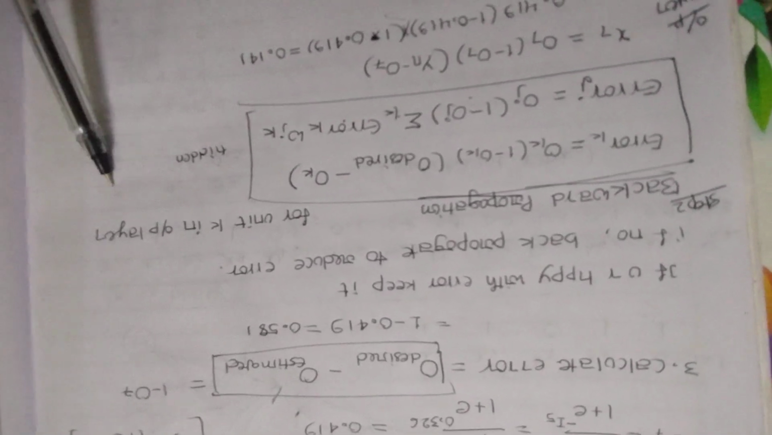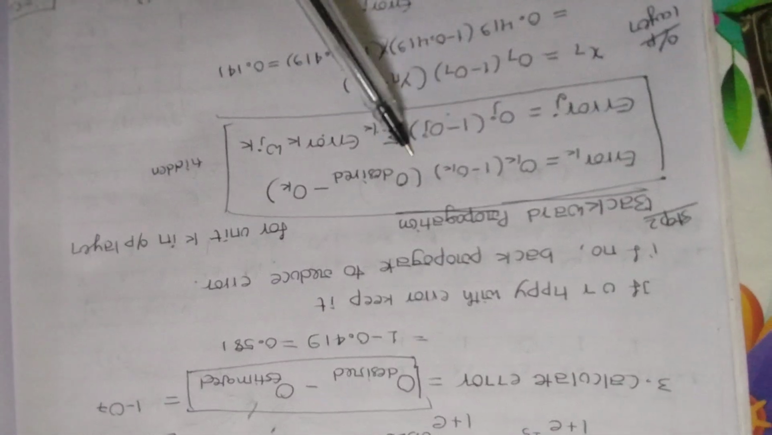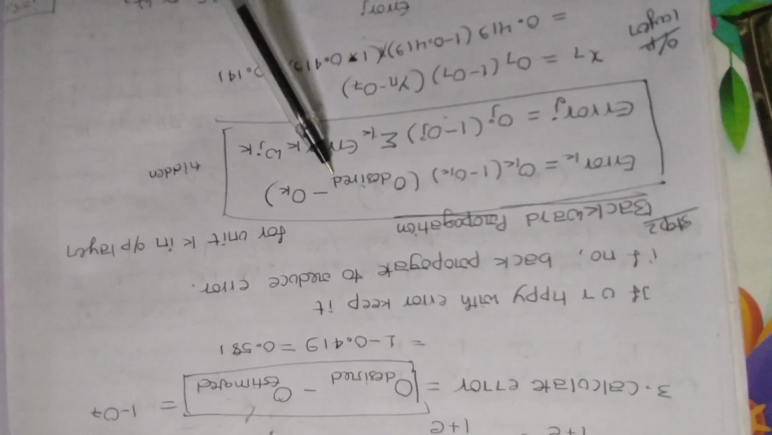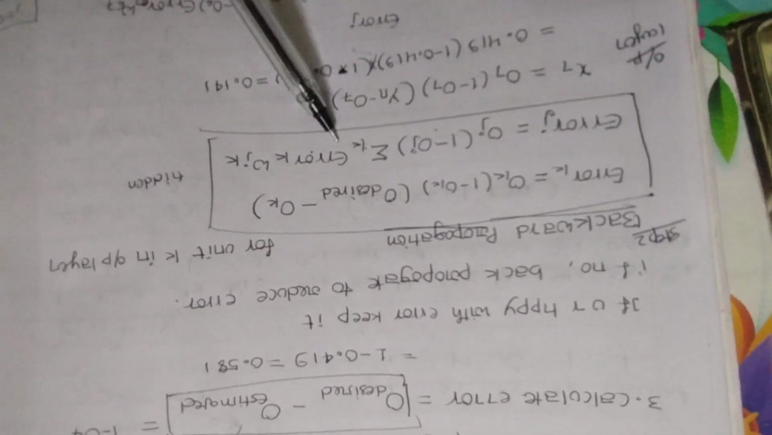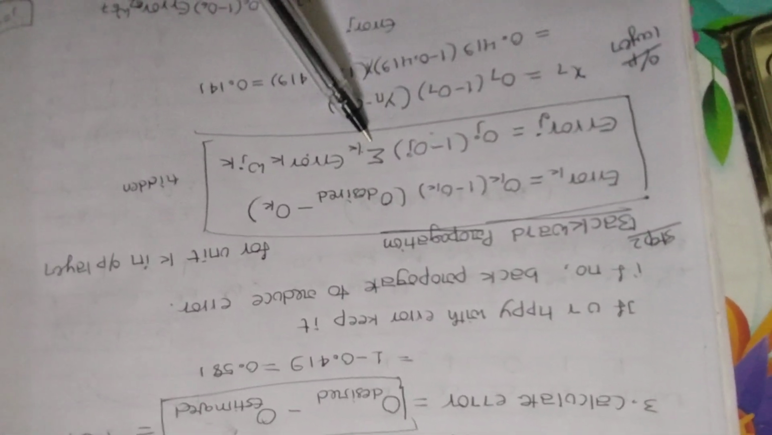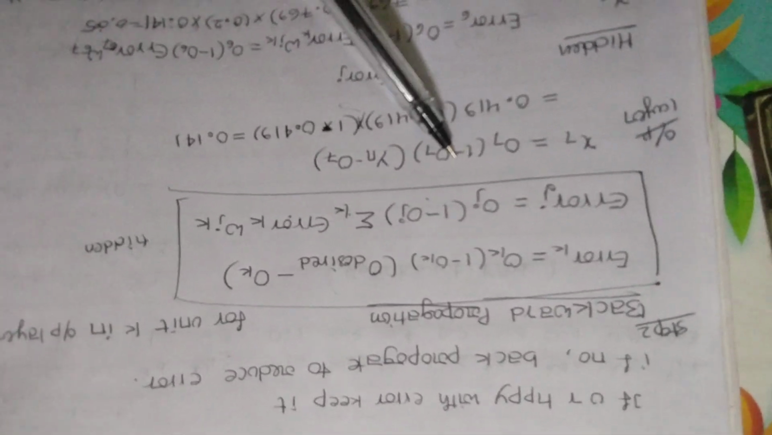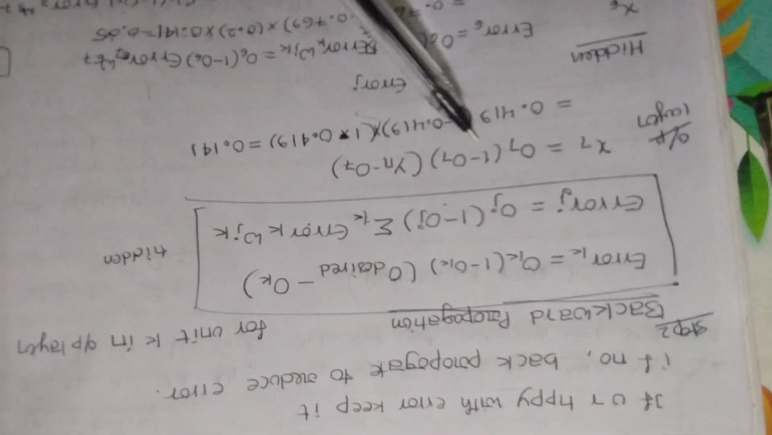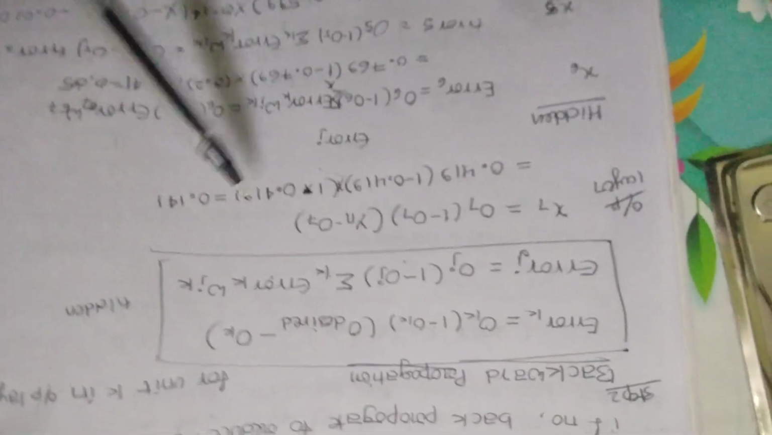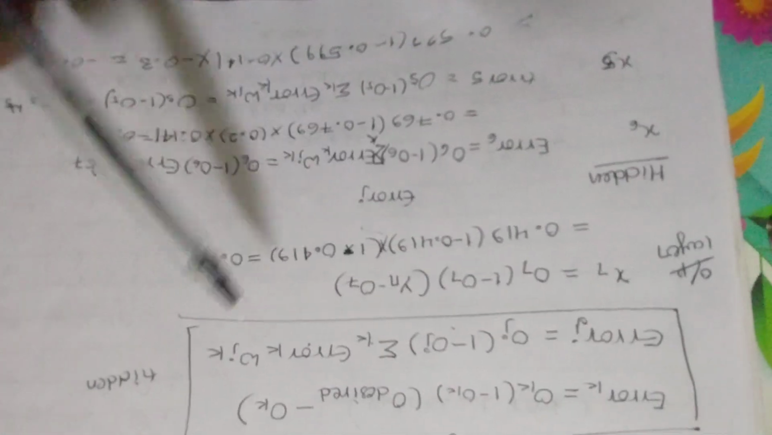For unit k in the output layer, this is the formula: error k equals output k into 1 minus output k into desired output minus output k. And for the hidden layer, it is error j equal to output j into 1 minus output j, summation over k of error k wjk. For the output layer node x7, we have found the value using the formula. Now for the hidden layer nodes x6 and x5, we use the second formula and get the values.